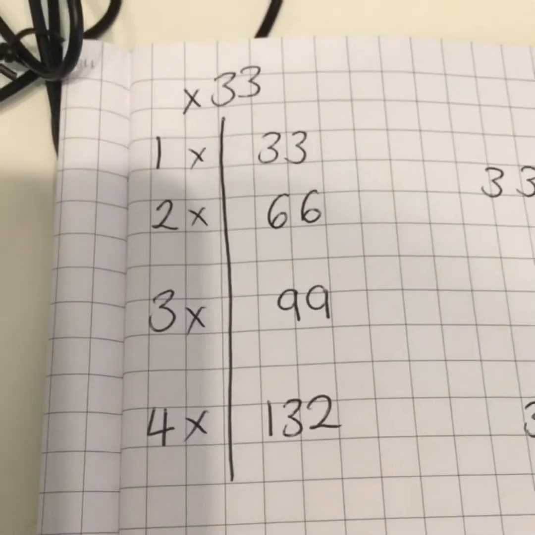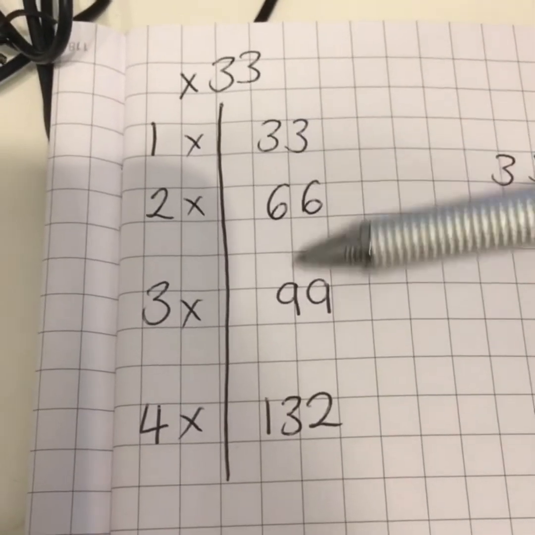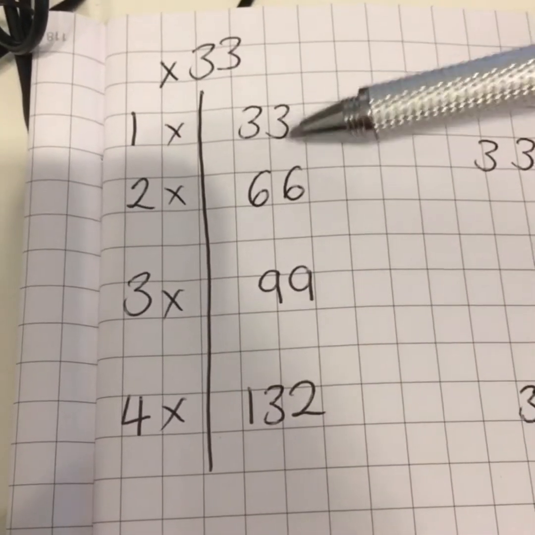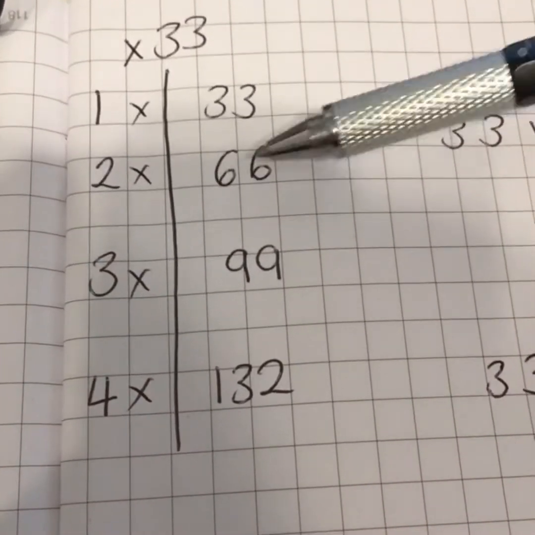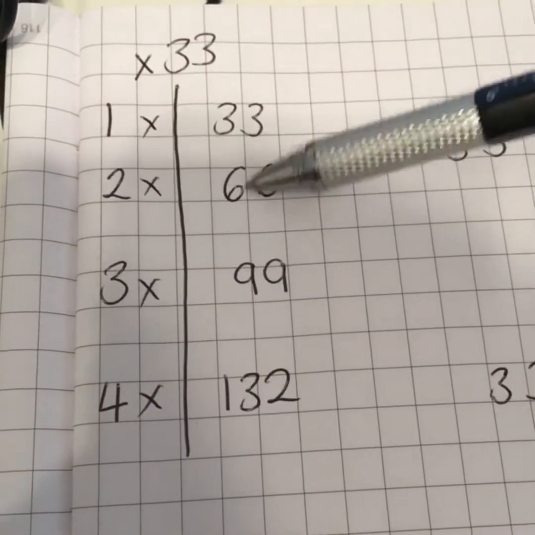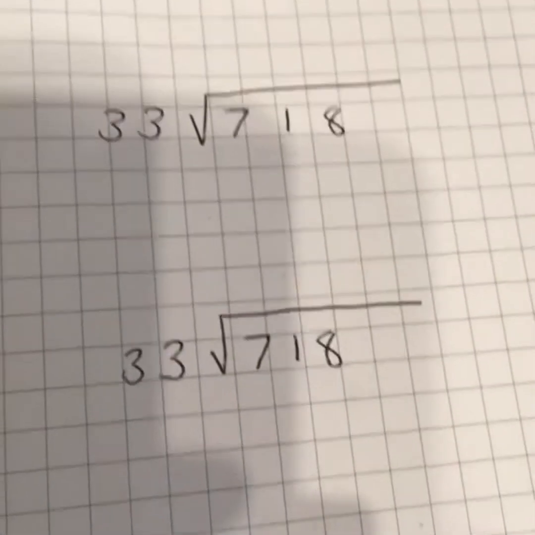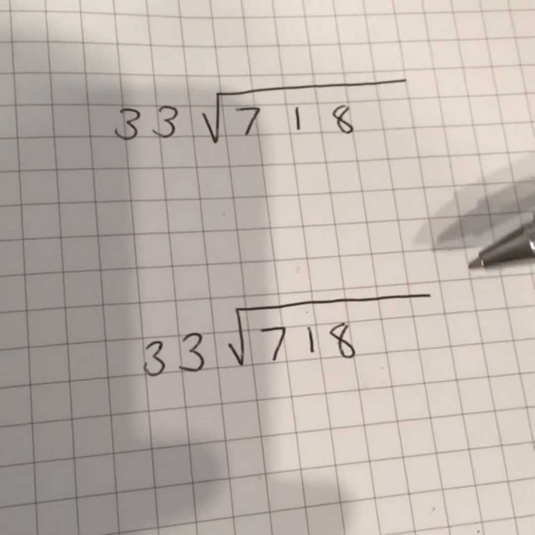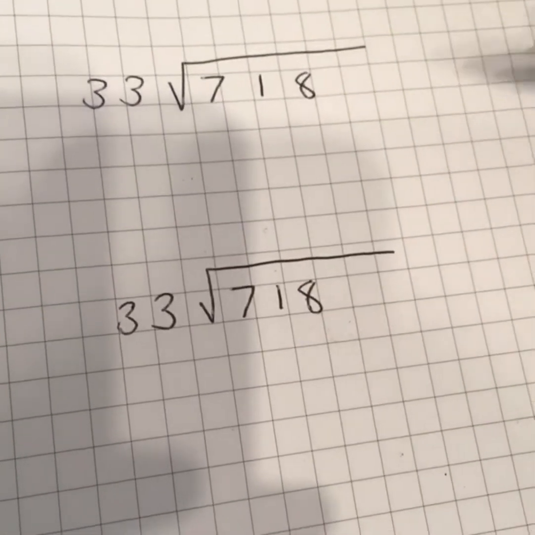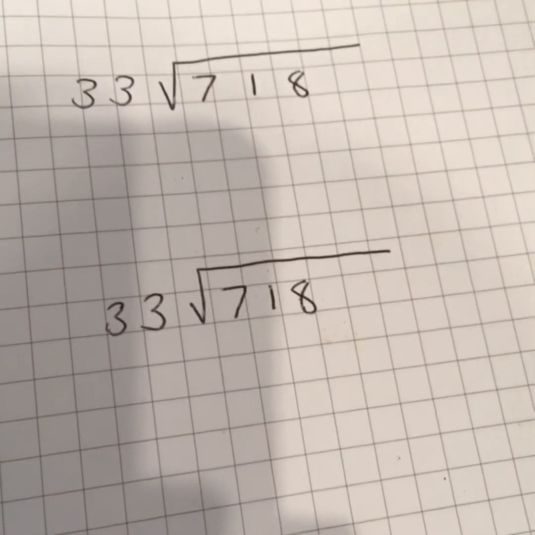Okay, answer time, let's go through it. So here is my 33 times table. I doubled it to get 2 times, I doubled this to get 4 times, and then I just added 33 to get 99. Okay, I'm going to try and do both methods at the same time so that hopefully you can start to see the similarities between these methods.